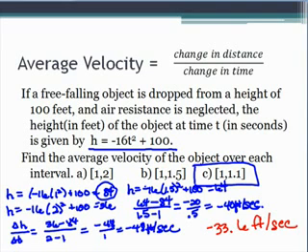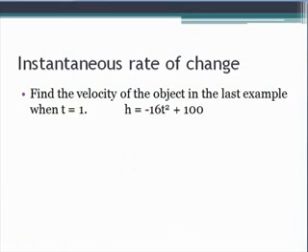Okay. Now let's take a look. That's average velocity. Let's take a look at the instantaneous rate of change. So we're going to take that same application, but we're going to find the velocity of the object at a time of 1. So we want the instantaneous rate of change. So we don't want the slope of the secant, we want the slope of the tangent. Well, remember we have our formal definition where we use the limit, but because we know a shortcut, I won't make you do that anymore.